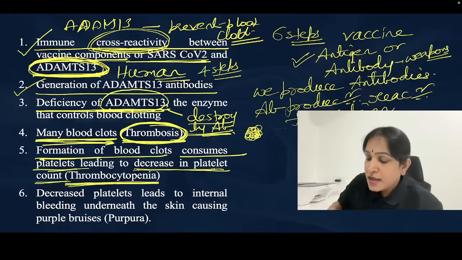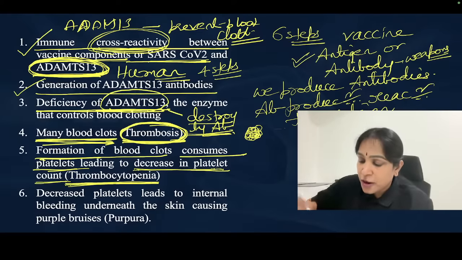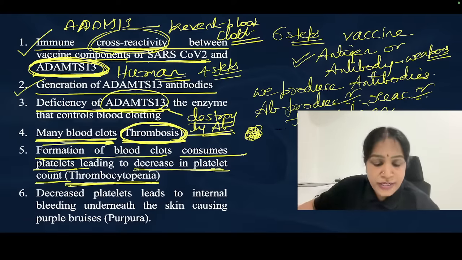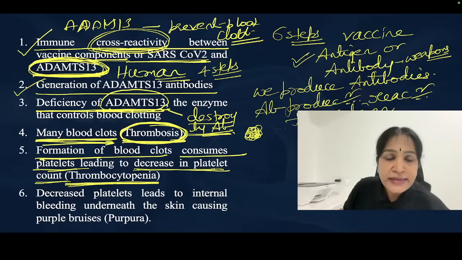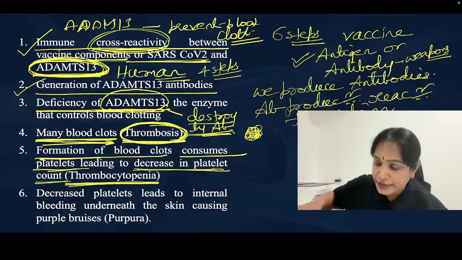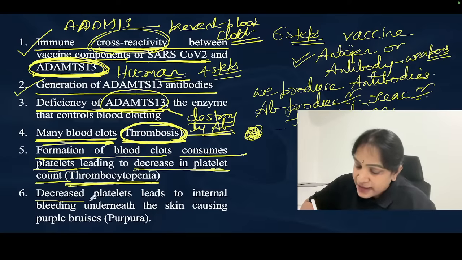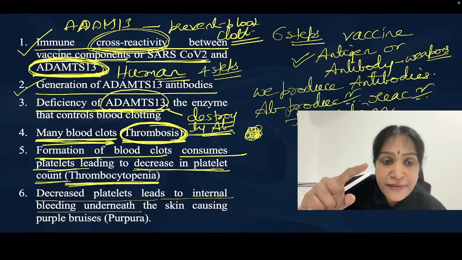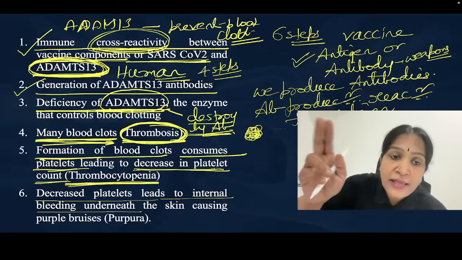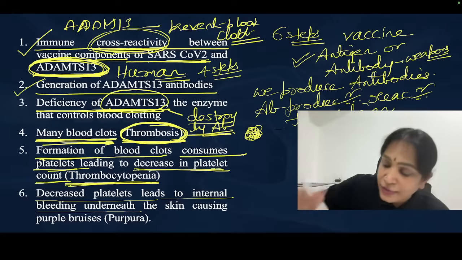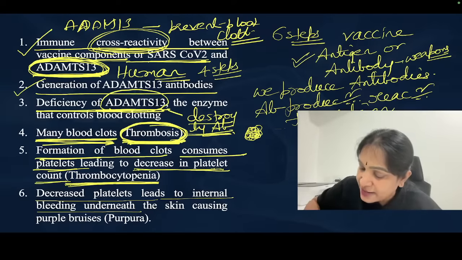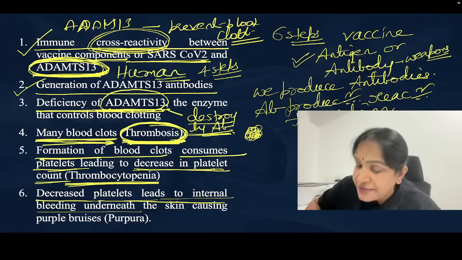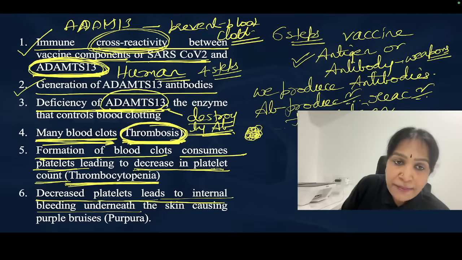Okay. I hope thrombosis is clear. Thrombocytopenia is clear. What is thrombocytopenia? Decrease in the platelet count. Next, decreased platelets lead to internal bleeding underneath the skin. We need platelets for blood clotting, but all the platelets are consumed in that thrombosis. Is it clear? So now we do not have enough platelets in the blood.